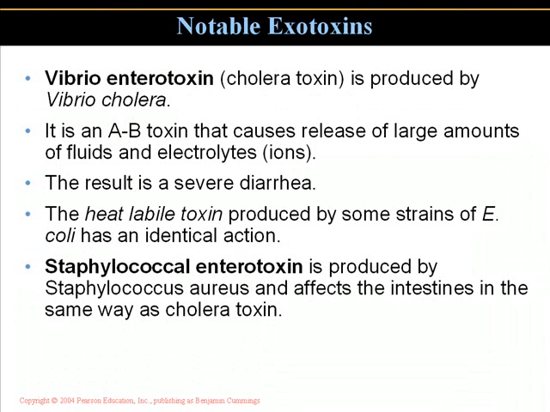Vibrio enterotoxin, cholera toxin, is produced by Vibrio cholerae. It is an AB toxin that causes release of large amounts of fluids and electrolytes. The result is a severe form of diarrhea. Heat labile toxins produced by strains of E. coli have an identical action. So you'll see very significant diarrhea produced from these types of organisms. Staphylococcal enterotoxins produced by Staphylococcus aureus can affect the intestines the same way that you see with cholera toxins.